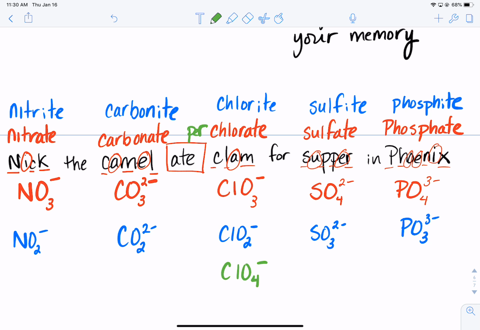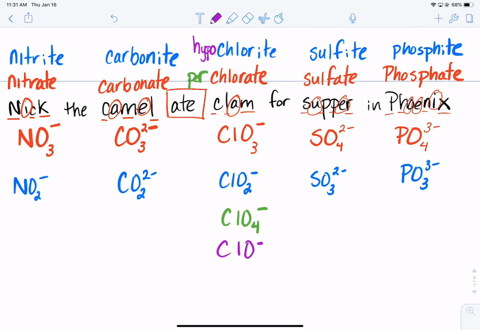And then hypo, the prefix hypo, you guys have heard hypo, like hypothermia, that means your body temperature is less than normal. A hypoallergenic pillow, maybe, means that it doesn't have allergens. Hypodermic needle means it doesn't have any germs on the needle. Hypo, less than. So if you put, I'll do it in purple, if you put hypo in front of chlorite, then you take the chlorite and you do even one less oxygen, so it would just be ClO minus.